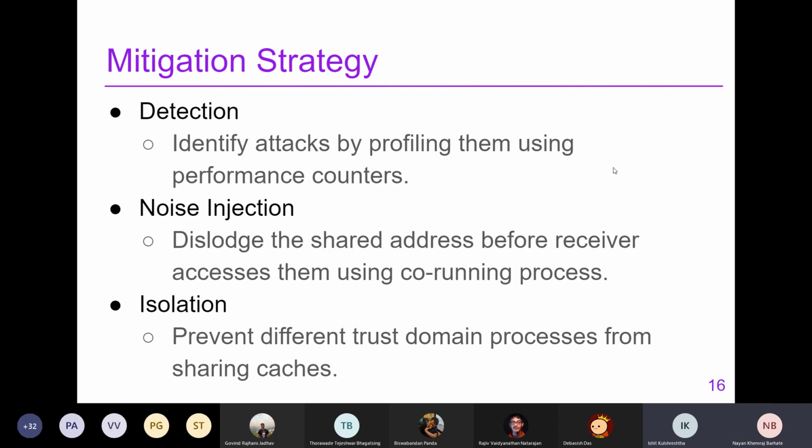For noise injection, if we run a co-located process parallel to this attack that dislodges the sets from cache, the receiver would incur zeros and will misinterpret the data. And isolation will partition the cache, and will prevent different trust domain processes from sharing caches.